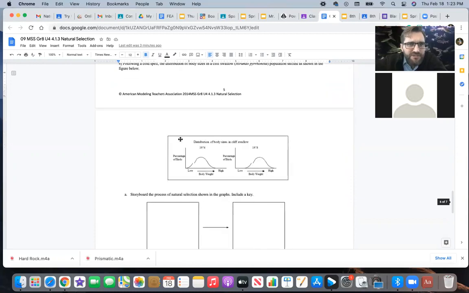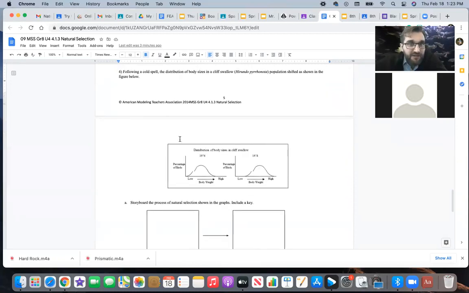So what this question wants you to do is it wants you to look at this cliff swallow population, and the distribution of body sizes over time. And what we notice is that the population shifts. And so it might not be immediately apparent to you in this graph, but basically what this graph is showing is that we have this bell-shaped curve. And the majority of the population in 1976 falls about halfway between high and low as far as their body size.